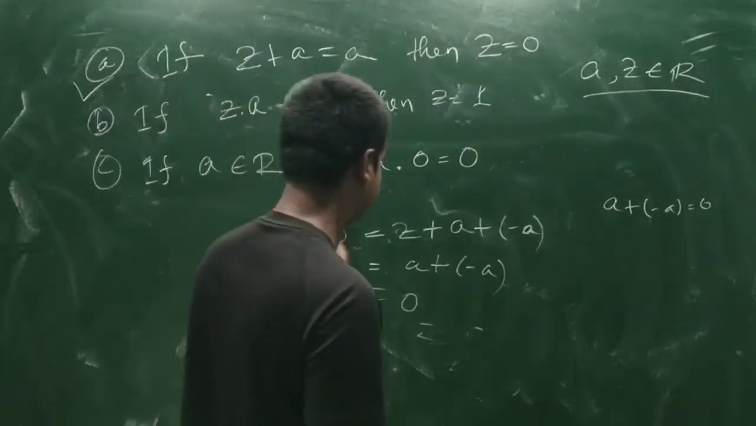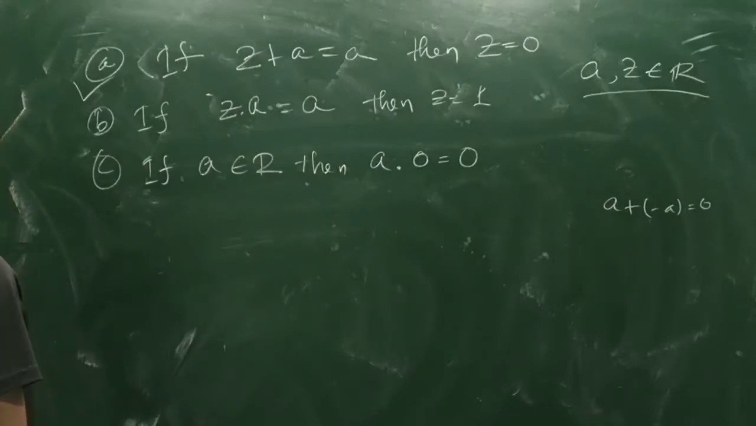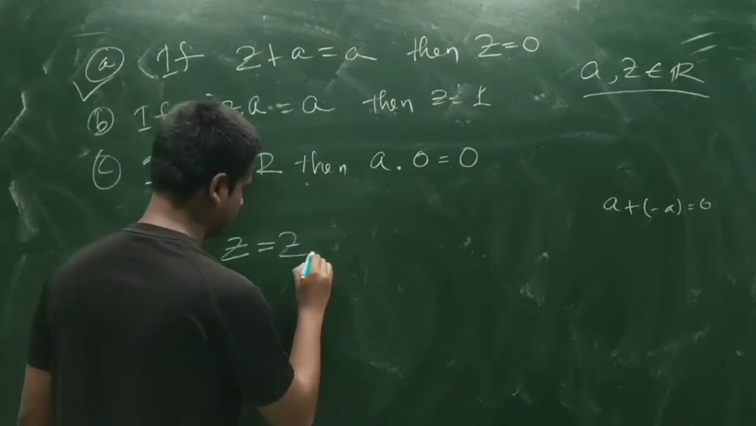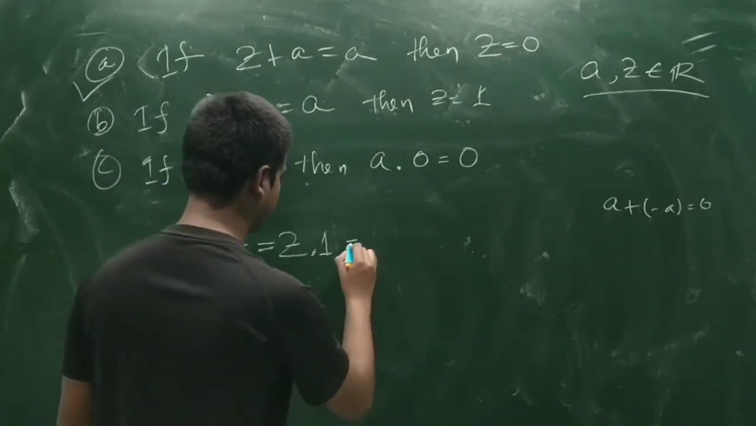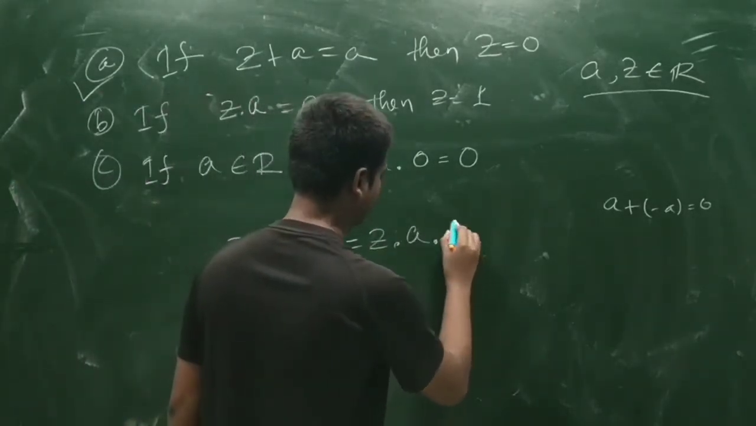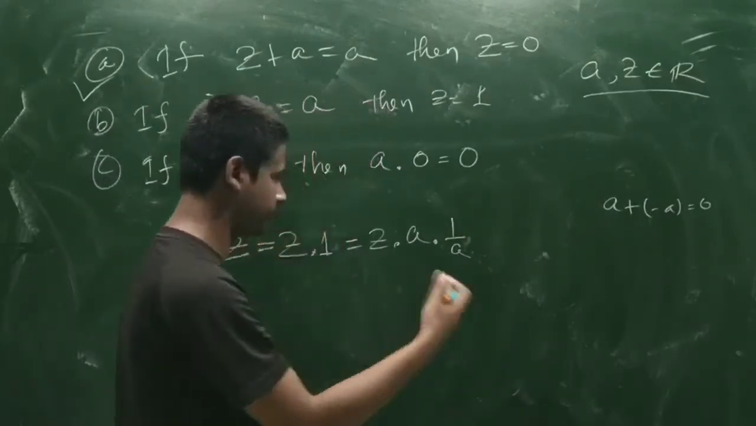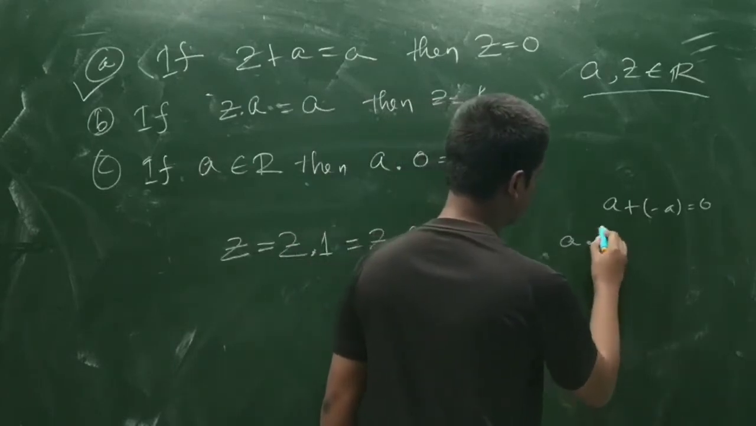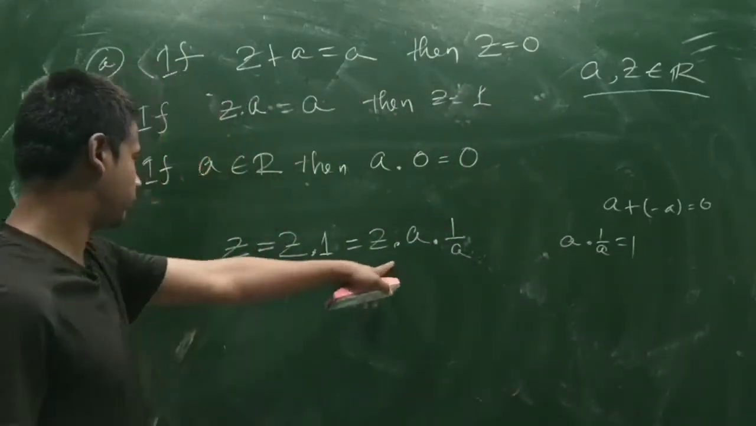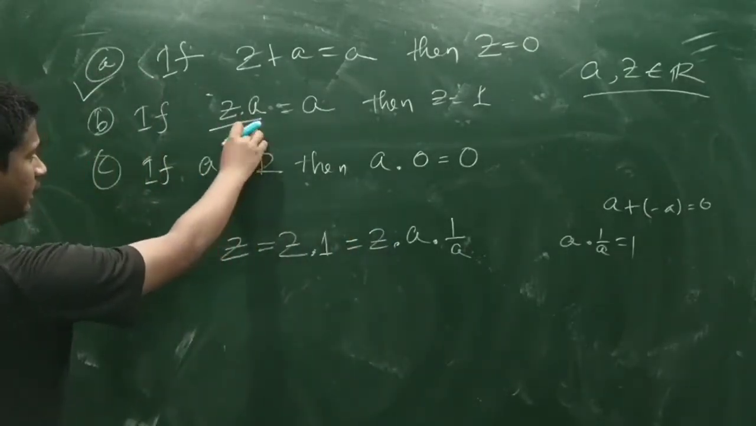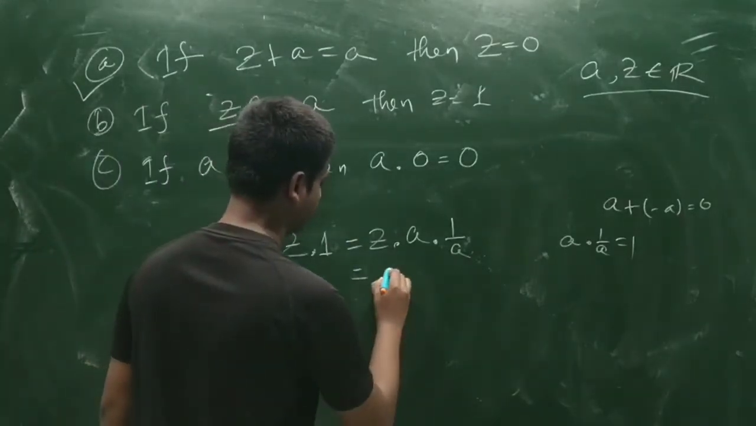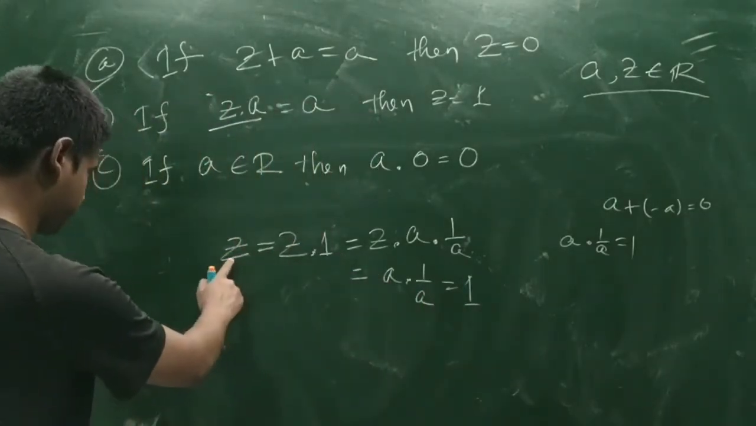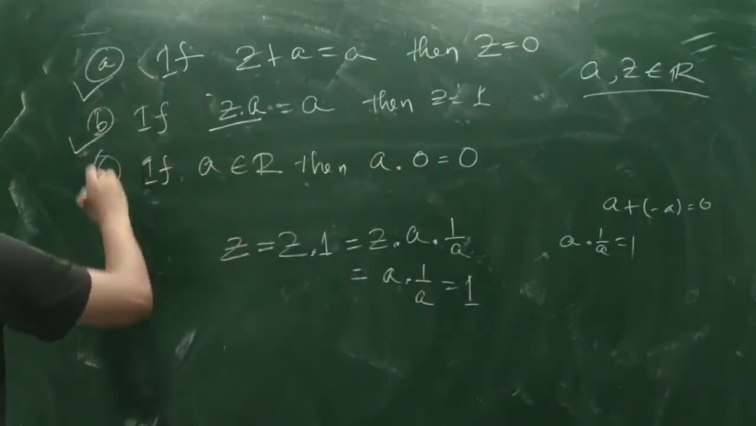And similarly for this, you can write z equal to z into 1. For 1 we can definitely write a dot 1 by a. This property is nothing but the existence of the inverse of an element. So this is the inverse of a, and we know a into 1 by a equal to 1. Again, they have already given z dot a equal to a, so z into a into 1 by a equals a into 1 by a, which is equal to 1. So again z equal to 1, which is simple.